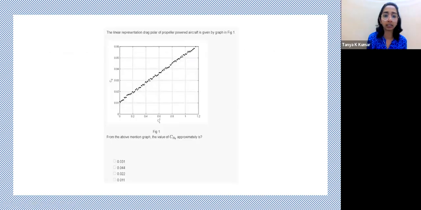Moving on. Just observe this graph for a while. It is the graph between CD and CL square. So your relation between CD and CL was what? The drag polar. What was the equation?